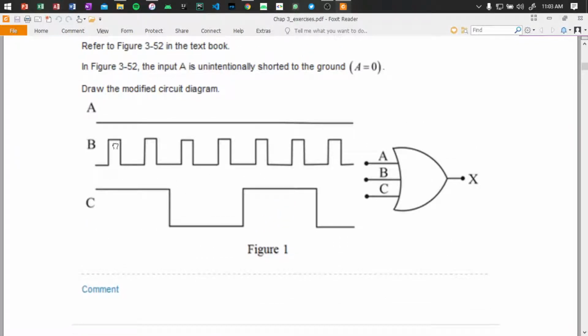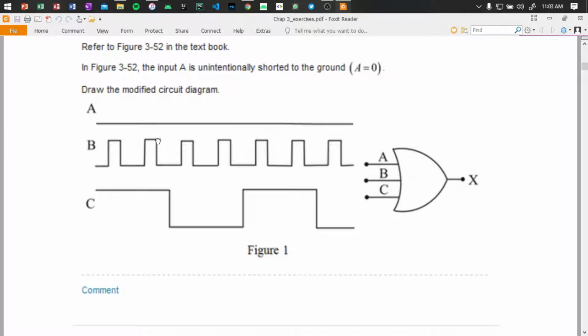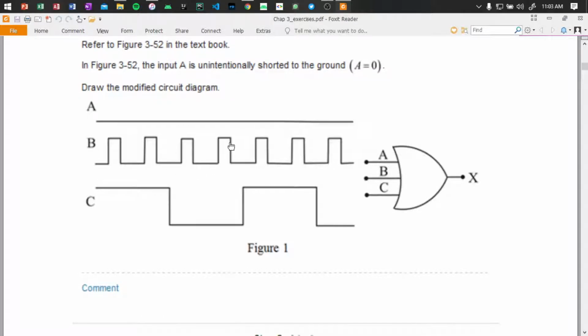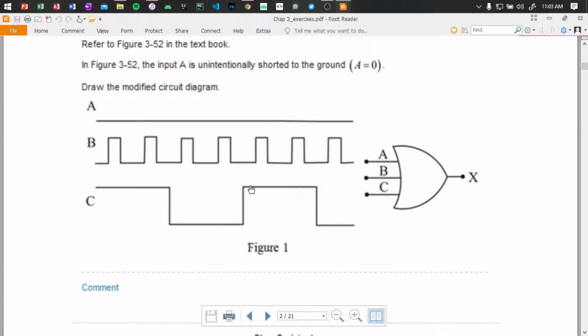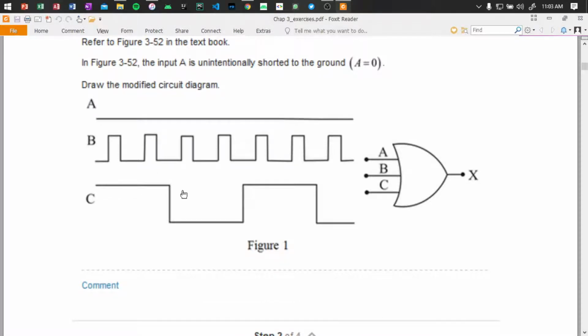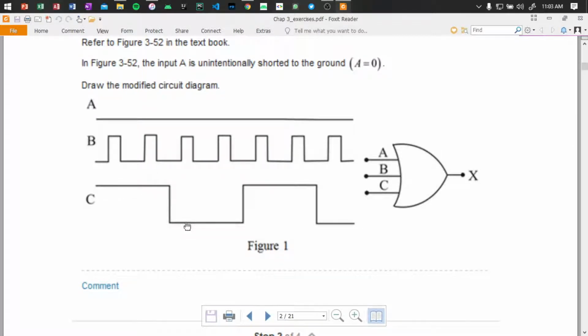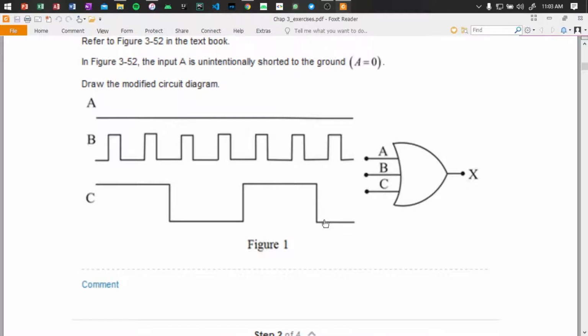Let's check it. C is 1, 1, 1, 0, 0, 0. So it means we have ones here. We have 0, 1, 0, 0, 1. The 0 here, we have the perfect 0 here, and here we have the perfect 0. But here we have 1, 1, 1, 1, 1. And here we have 0, perfect 0 here. Here we have 1, and we have 0 here.